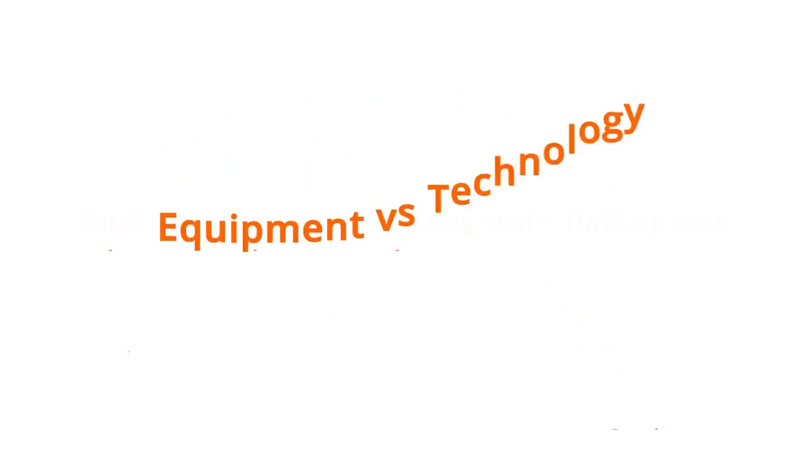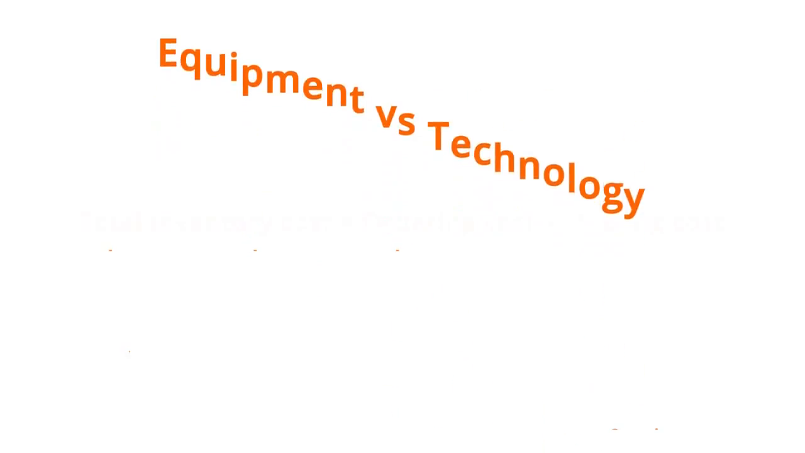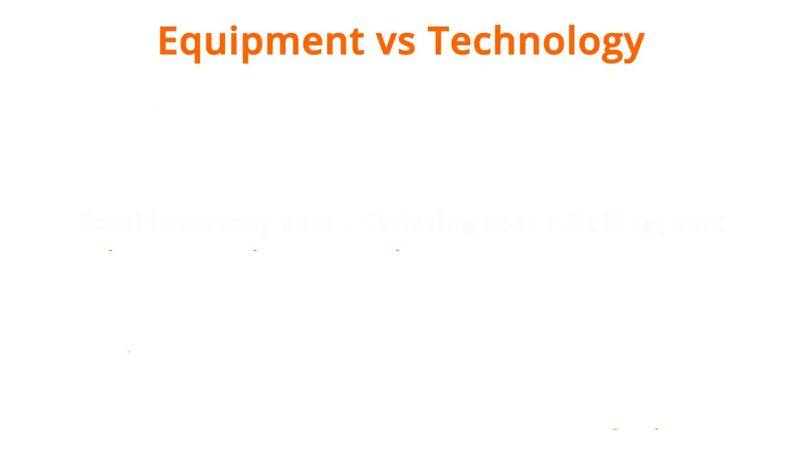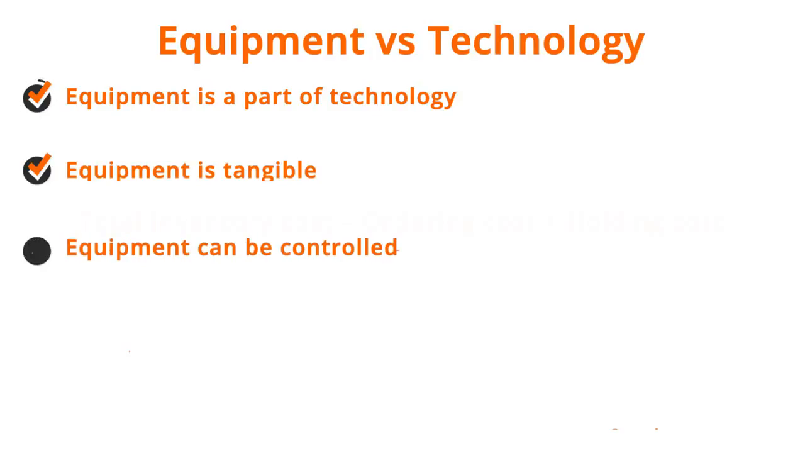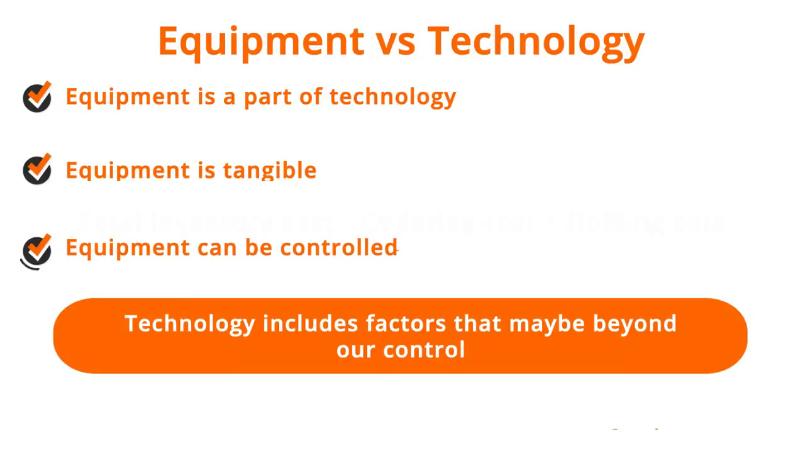Let's take a look at the difference between equipment and technology. This is because managers seem to be confused about which is technology and which is equipment. Actually, equipment is part of technology. And equipment is actually tangible. It can also be controlled, while technology includes factors that may be beyond our own control as SMEs.